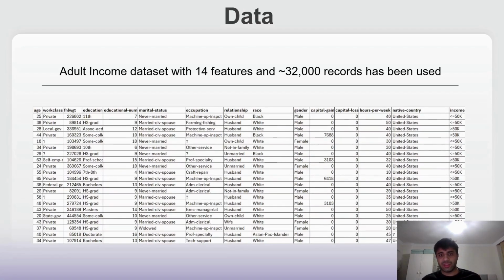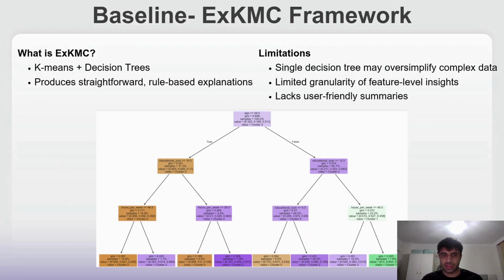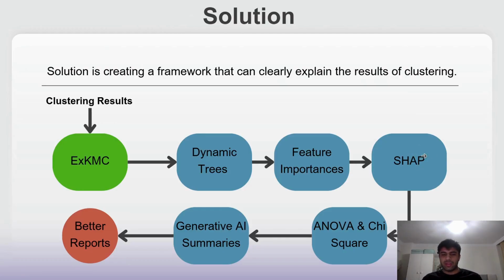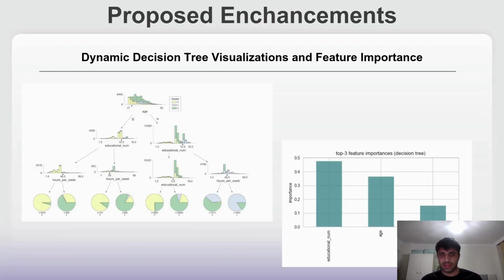To work on that issue, we chose the adult income dataset to create clusters about income levels of a person. We also perform pre-processing. XKMC is an approach that uses a single decision tree to explain K-means. However, it lacks deeper feature level insights, so there was room for improvement. Our solution is a framework that layers multiple explainability tools on top of XKMC by combining various approaches, so we make clustering clearer. Let's look at the approaches we implemented.